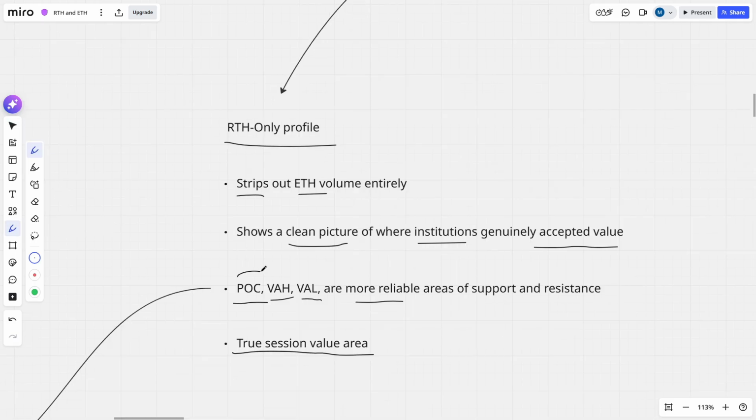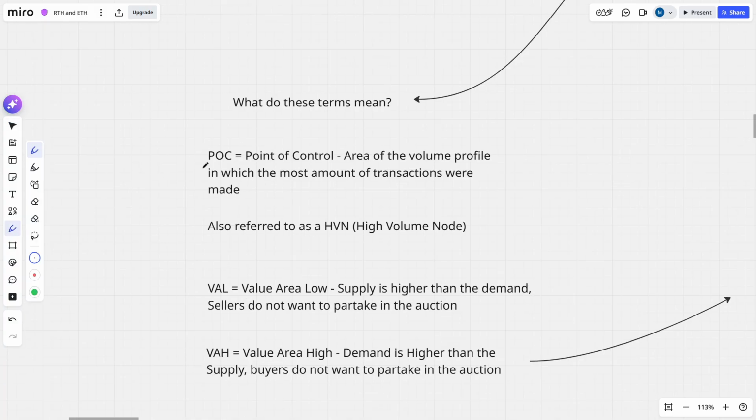So if you haven't heard these terms before, which is completely fine, let's go into a little breakdown of what these words actually mean and what relevance they hold. So this is POC, which stands for point of control, and it can be summarized as an area of volume where the most amount of transactions were made within a session. And they're also referred to as HVNs or high volume nodes.